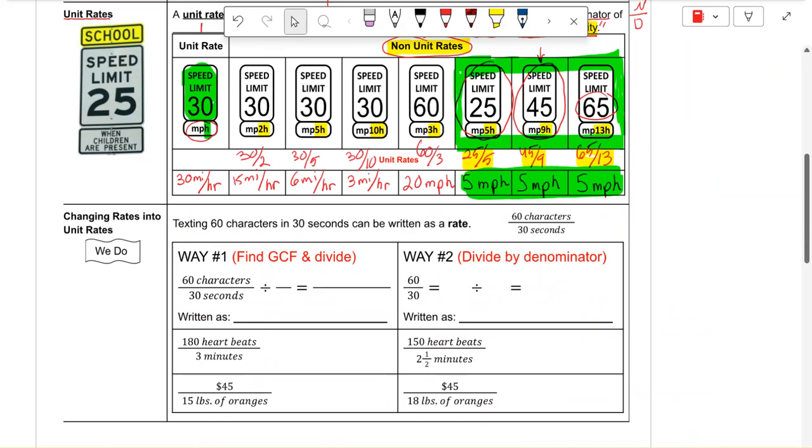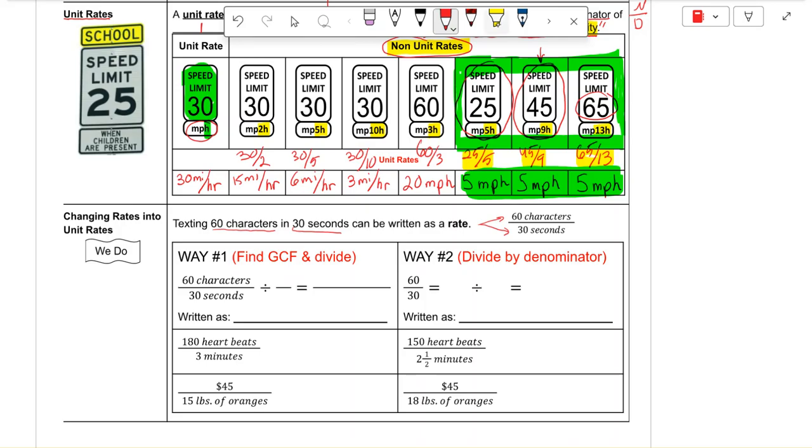How do we convert to unit rates? Well, you just saw cleverly how to do it, but there are some other ways. Changing rates into unit rates. Texting 60 characters, that's like texting numbers, characters, symbols, emojis, letters, whatever, in 30 seconds can be written as the rate of 60 characters per 30 seconds. All right, well, that is a rate, but it's not a unit rate.